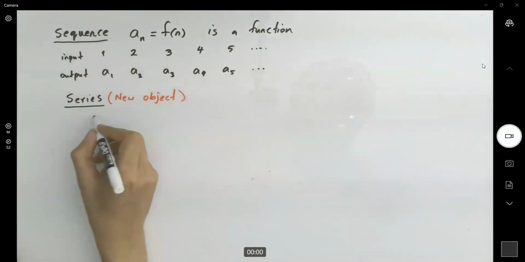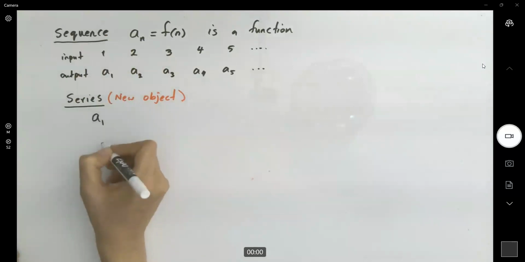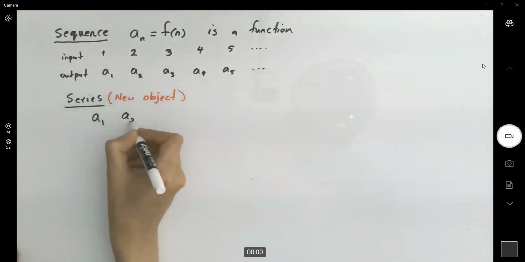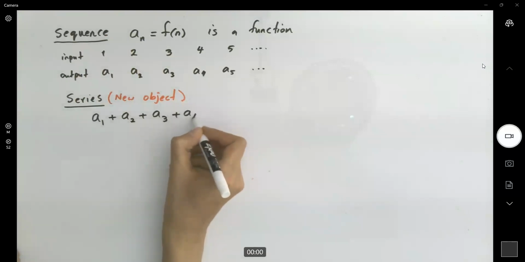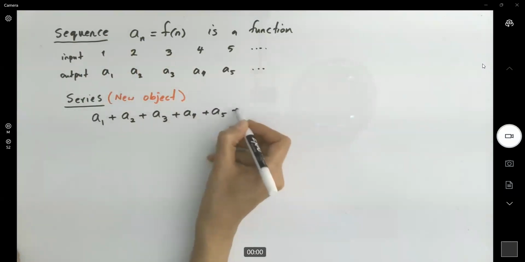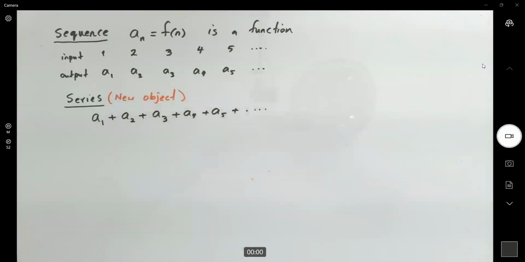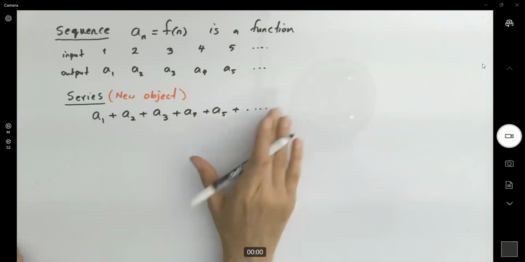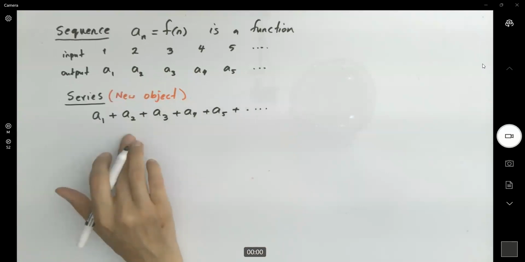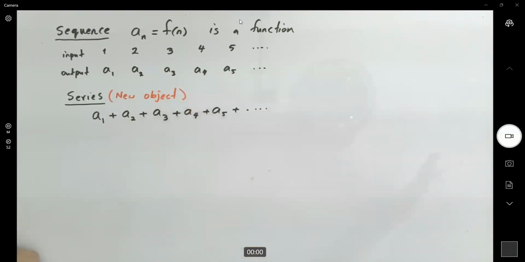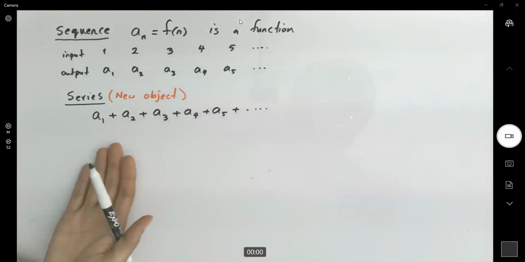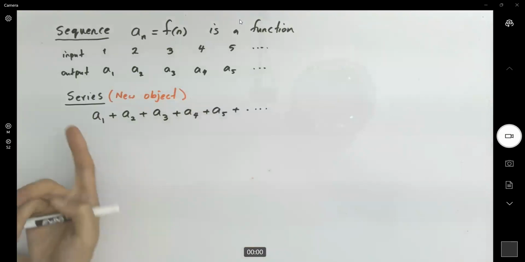Okay. I take A sub 1. I take A sub 2. I take A sub 3 and the rest of the terms, and I add them together, and I continue this pattern. A sub 1 plus A sub 2 plus A sub 3 plus A sub 4 plus A sub 5 plus, it keeps going. This is a new object for me. I call it a series.